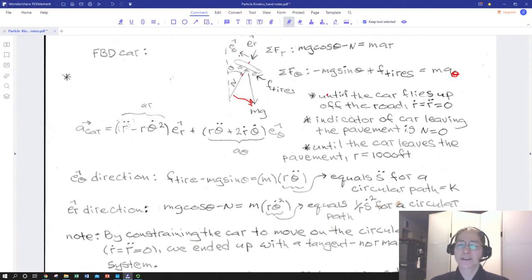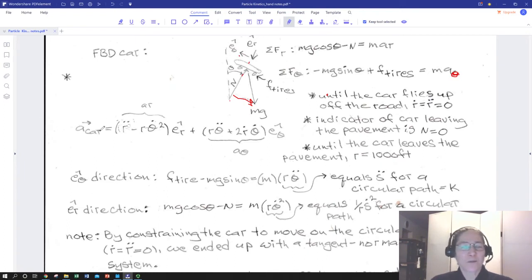For instance, until the car flies up off the road, it's traveling a circular path, and if it's doing so, then my first time derivative in the r direction is 0, because r is not changing. So is the second time derivative. So those are all going to be equal to 0. So I may need to use that relationship to simplify my kinematics. And then we'll pull in that next bullet statement in a minute.